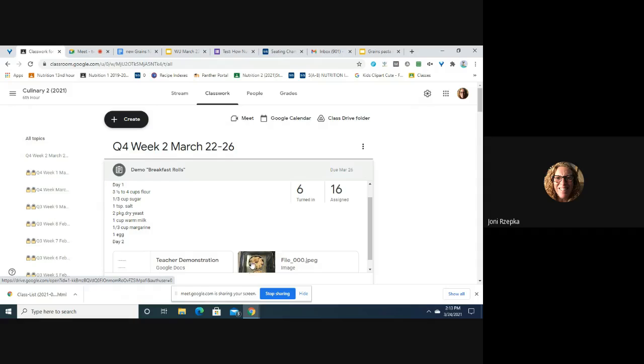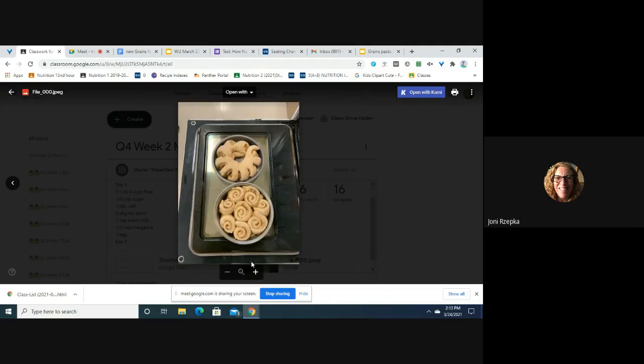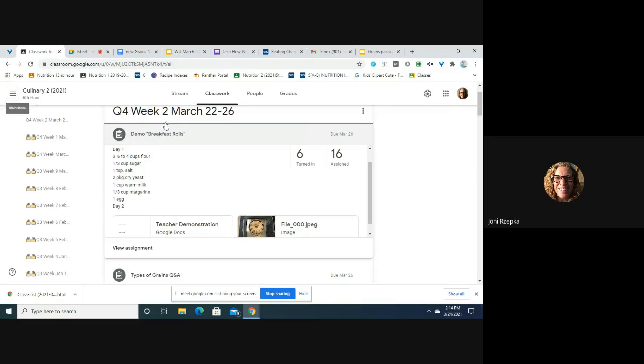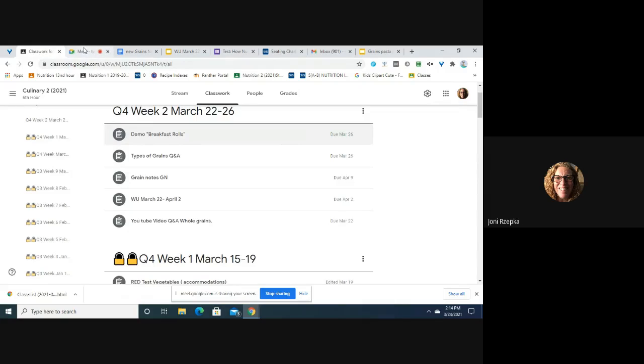I have pictures of day 2. So at the end of our day 2 on Friday, this is what the breakfast rolls look like when I left school. And for the in-person kids, I'm going to cook them up tomorrow and we're going to eat them. But for you guys, you'll just get to see the end product and how it looked. This is before they've been in the oven. Okay. So do you have questions for me on that?